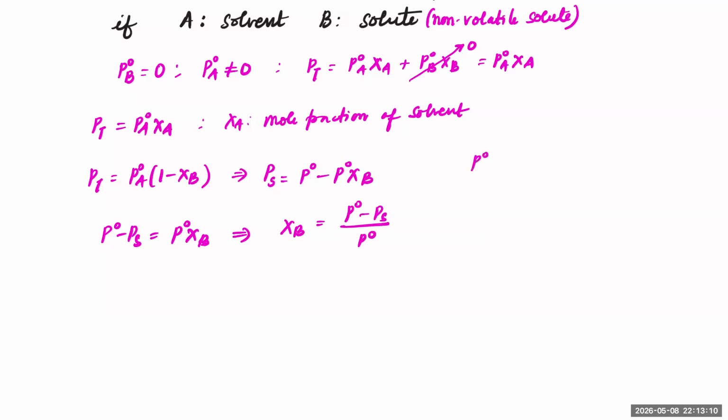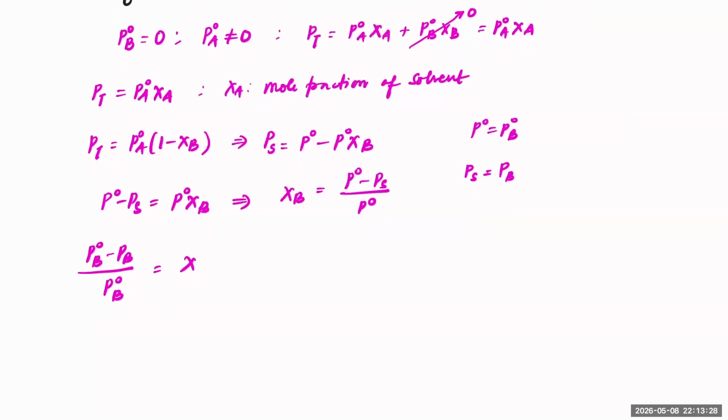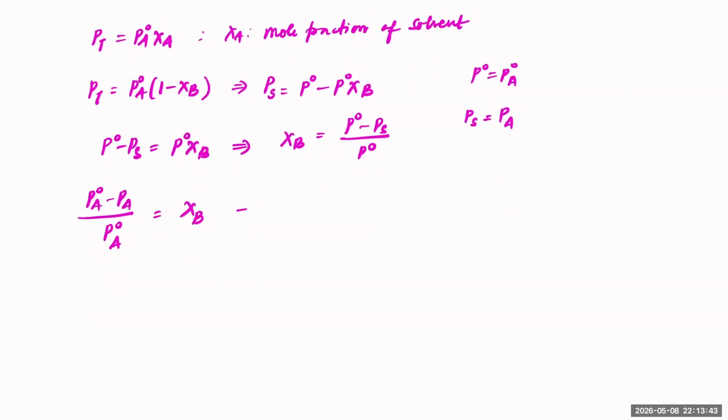So P naught, in a sense, is the same as P naught B. PS is the same as PB here. So therefore, P naught B minus PB upon P naught B, sorry, P naught A here, because A we took as the solvent. So P naught A minus PA by P naught A is equal to the mole fraction of B.